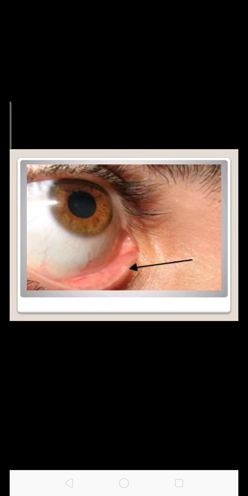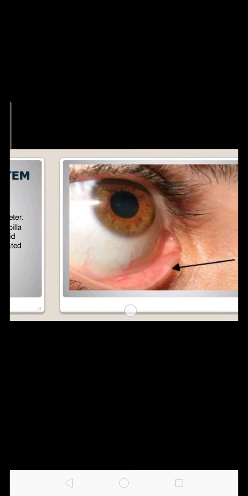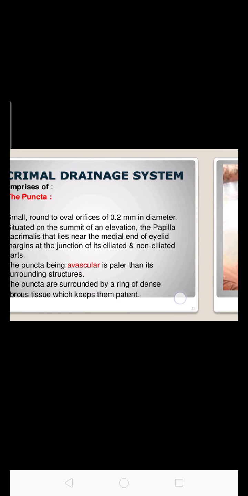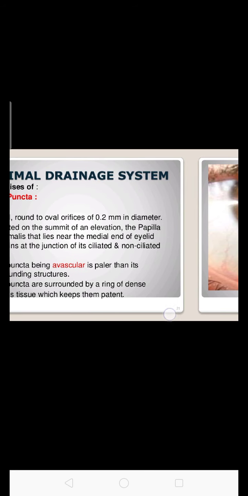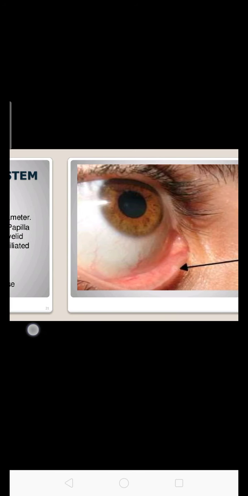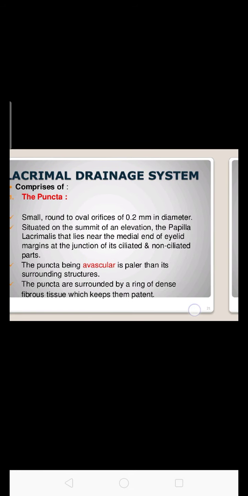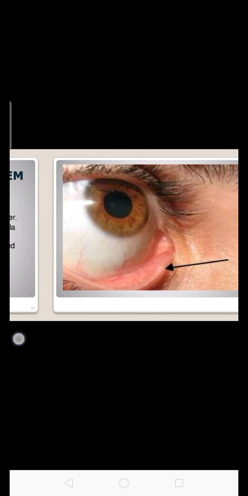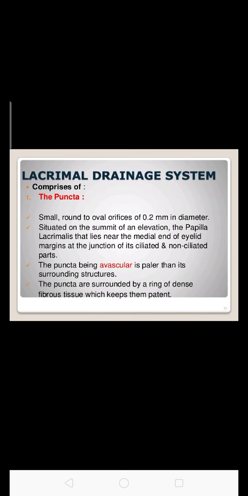This is where the lacrimal punctum is located. I repeat, 0.2 millimeter in diameter, situated at the summit of an elevation, the papilla lacrimalis, which lies near the medial end of the eyelid margin, at the junction of its ciliated and non-ciliated parts. The punctum, being avascular, is paler.